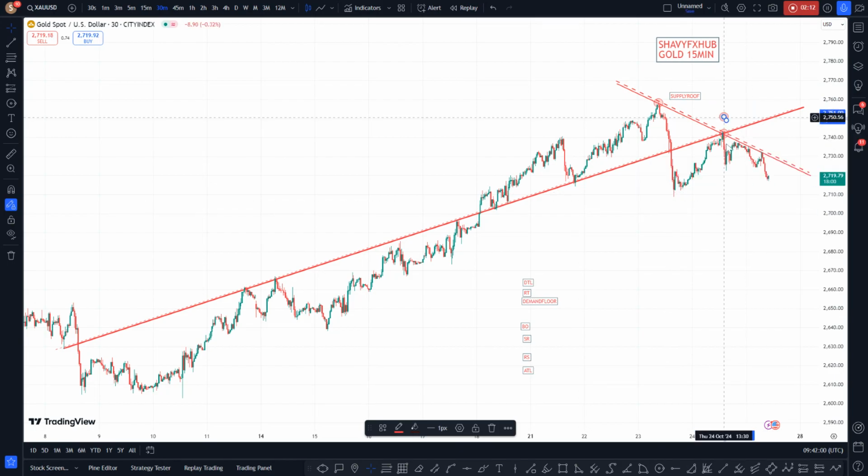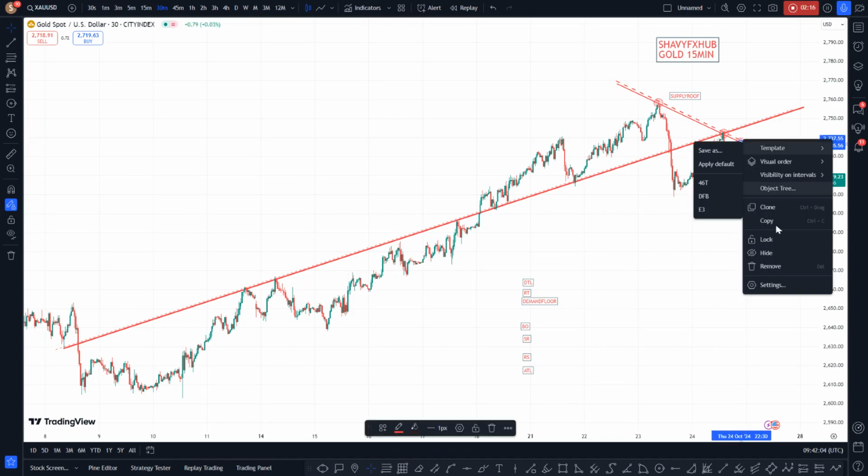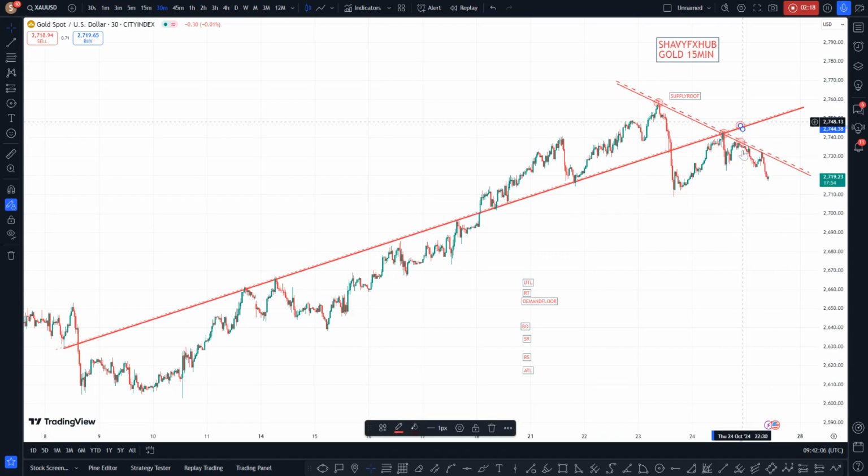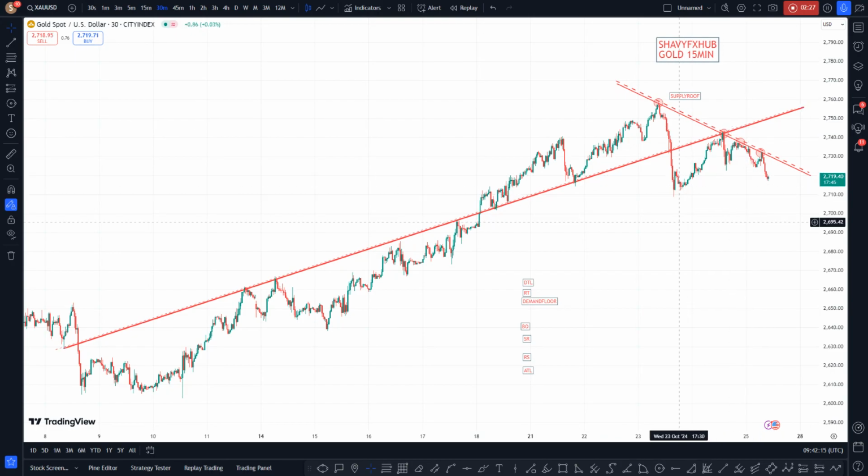and another retest to the trend line after price rejected from the descending trend line on retest. That was the final hit. That was the final hit of the price.